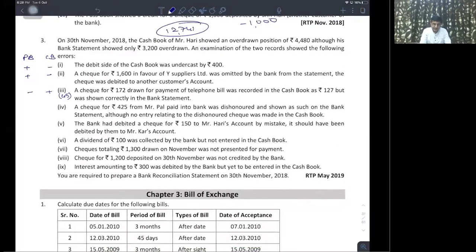A check of 425 from Mr. Pal paid into the bank was dishonored and shown as such on the bank statement, although no entry relating to dishonor was made in the cash book. आपने चेक डिपॉजिट किया था तो आपने ओडी कम कर दिया था, बट बैंक ने आपका ओडी कम नहीं किया, क्योंकि कम करके उन्होंने बढ़ा दिया वापस से. Therefore, CB to PB add, PB to CB less.